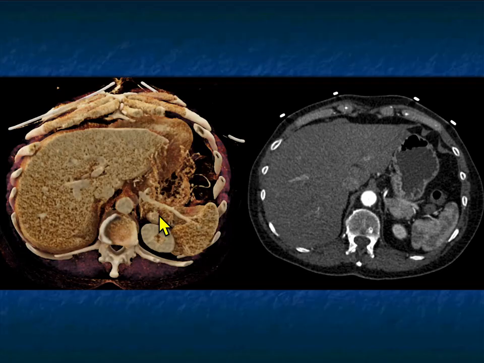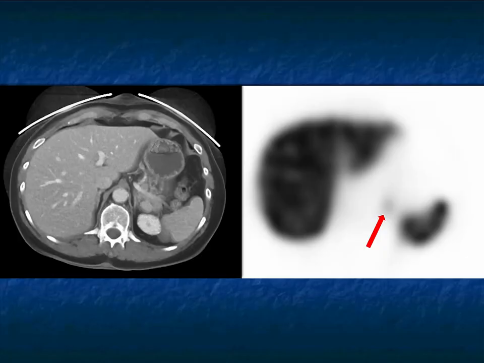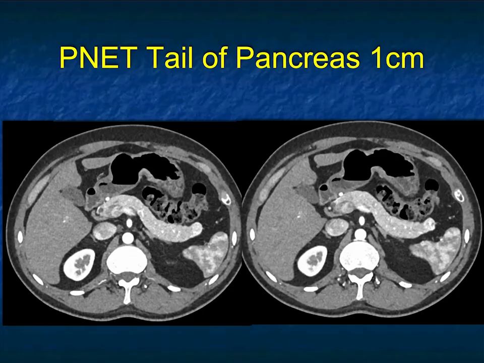Here it is nicely shown in the cinematic. But again, you could imagine where this could be confused. We weren't sure. We got a nuke study, and there it is, a pickup on the nuke scan. So this was an accessory spleen, and nothing else needed to be done.